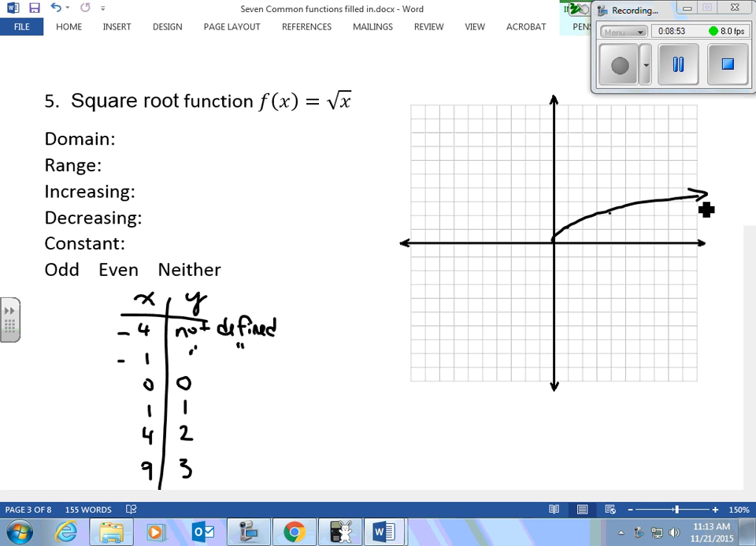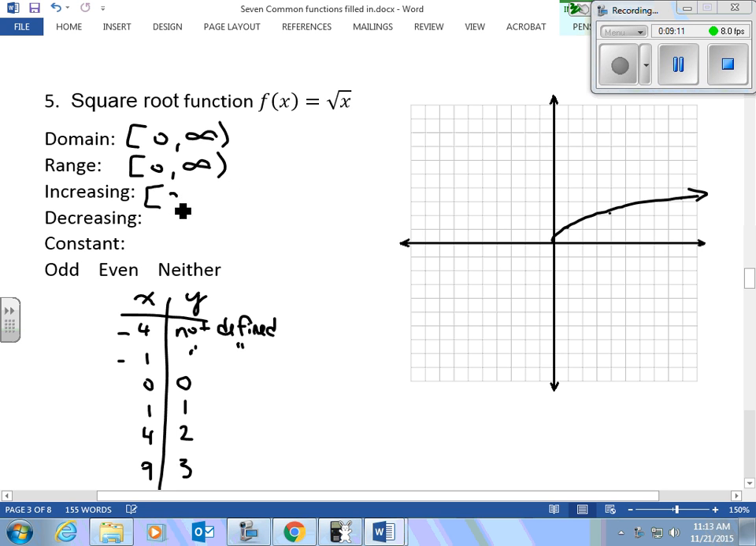So if we look at our domain here, our x values go from 0 to infinity, and they include 0. Our range also goes from 0 to infinity. It's increasing over its whole domain, so it's increasing from 0 to infinity. It's never decreasing, it's never constant, and it's neither even nor odd, because it's not symmetrical about the y-axis and it's not symmetrical about the origin.